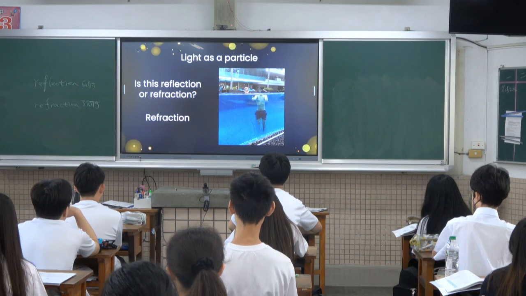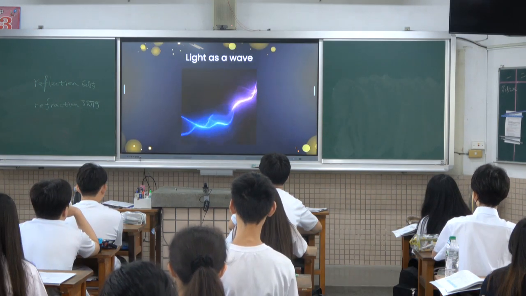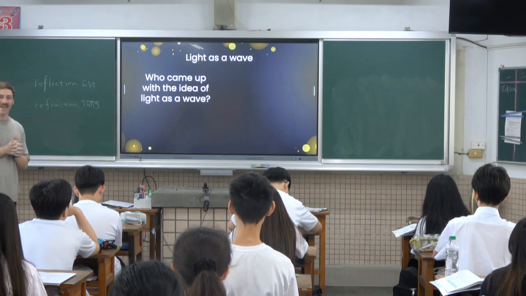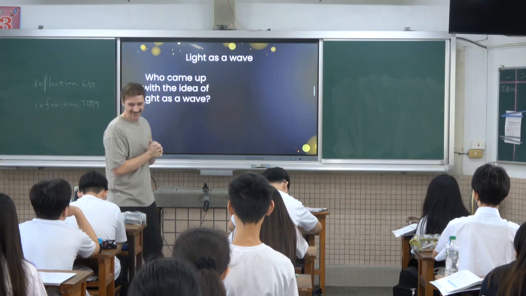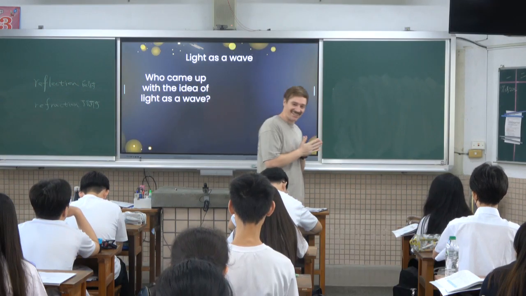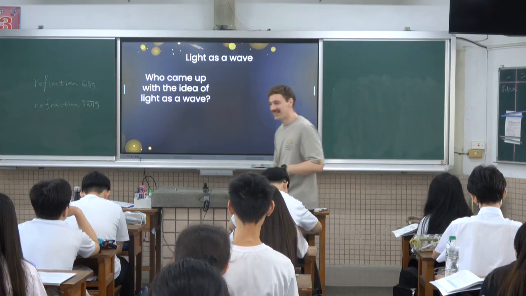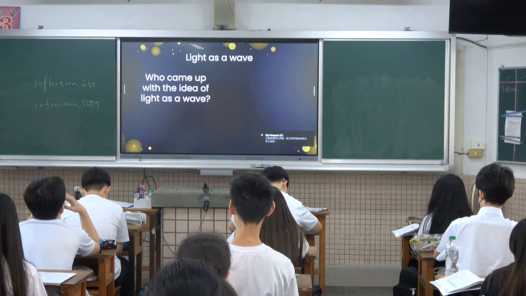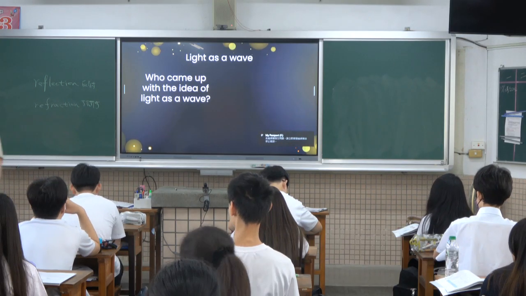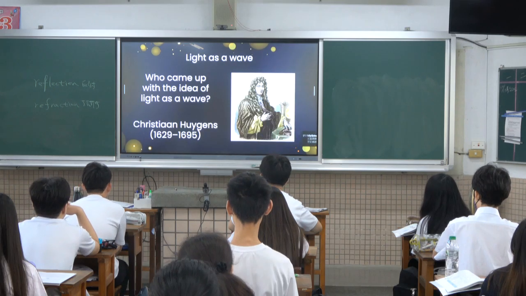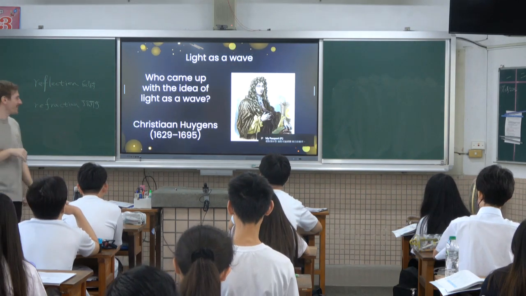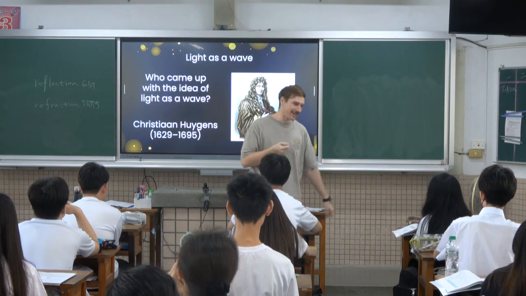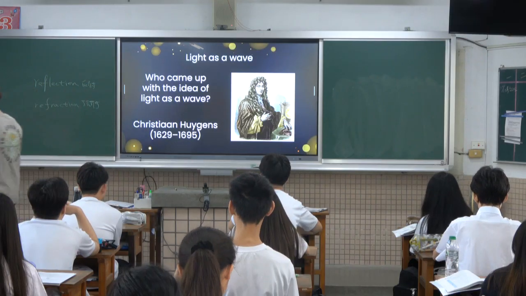Okay, now let's look at the other example, light as a wave. So, who came up with the idea of light as a wave? Not as easy as saying Isaac Newton, right? What is his name? Do you know? Christian? I also don't really know exactly how to pronounce it. I think it's Huygens? Or Huygens, if you're Dutch. Right, so Christian Huygens.